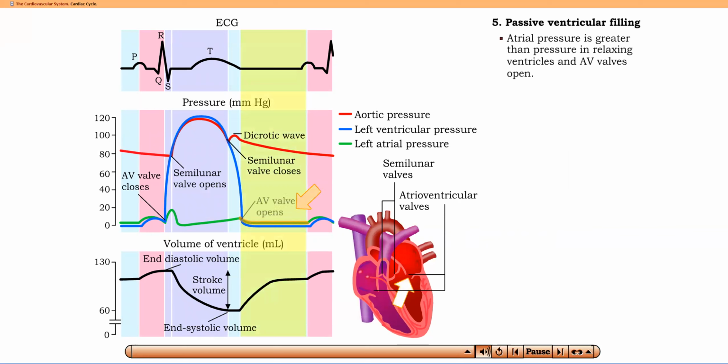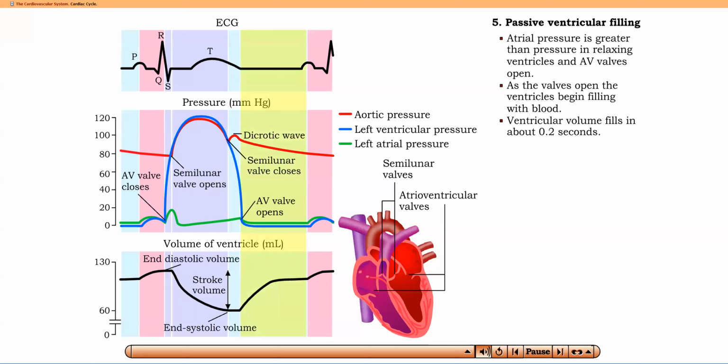Ventricular filling occurs as all four chambers of the heart are relaxed and the AV valves open. As the valves open, the ventricles begin filling with blood. In about 0.2 of a second, blood that has been building up in the atria rushes in to fill the ventricles. Atrial depolarization triggers atrial contraction, forcing a small amount of extra blood into the ventricles, and a new cardiac cycle begins.